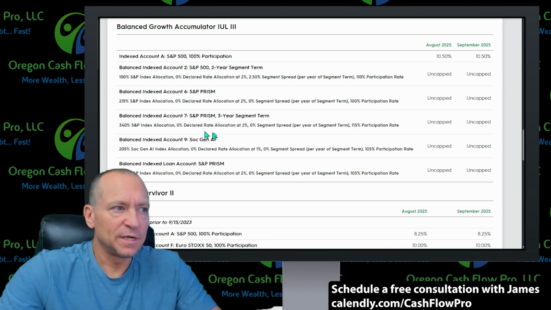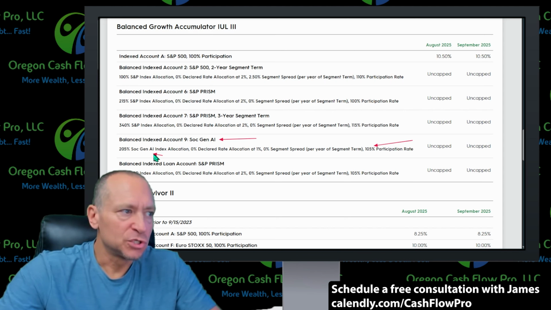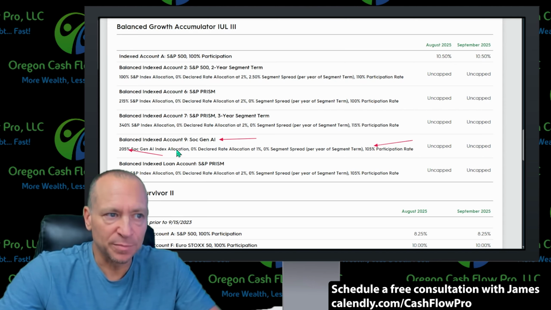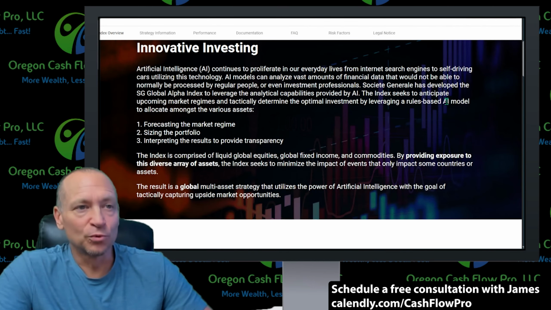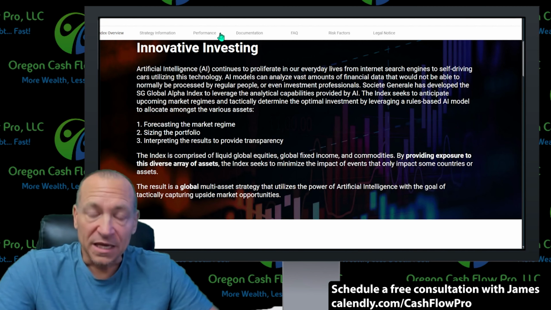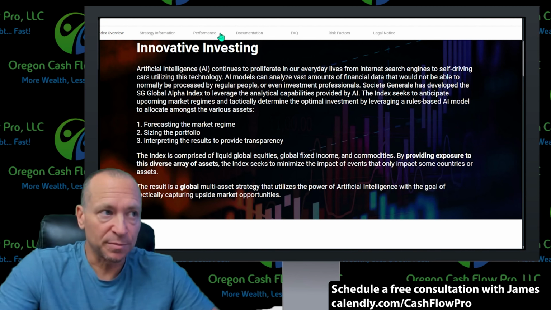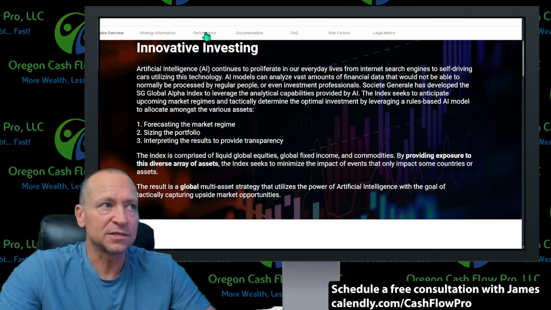The next one is the SG. We're going to call it the SGAI. This one is uncapped, 105% participation rate, 205% index allocation. These are multipliers. This is what this one means. It uses a rules-based AI model in order to do its forecasting. Because of the participation rates and the multipliers, you actually get a pretty decent return.